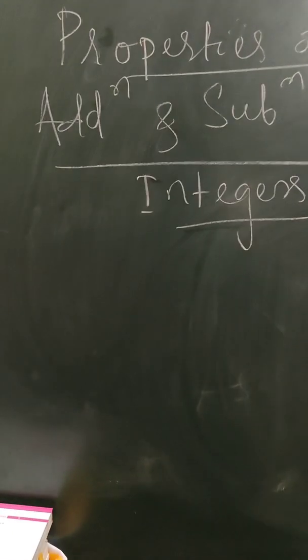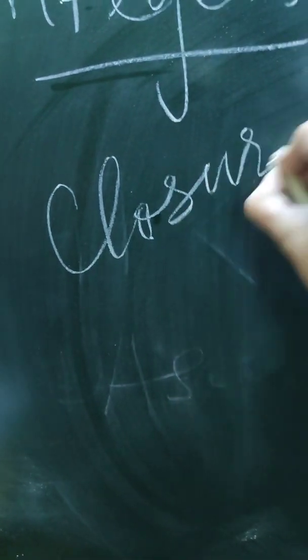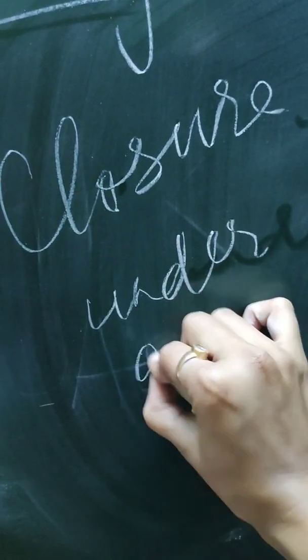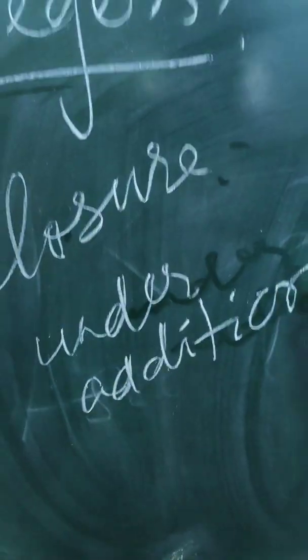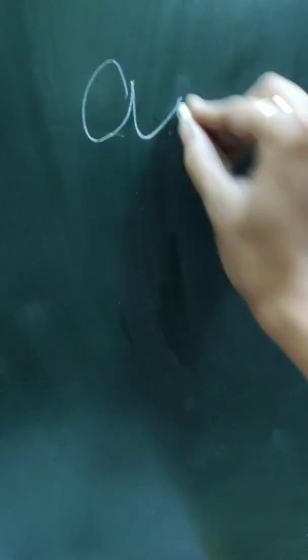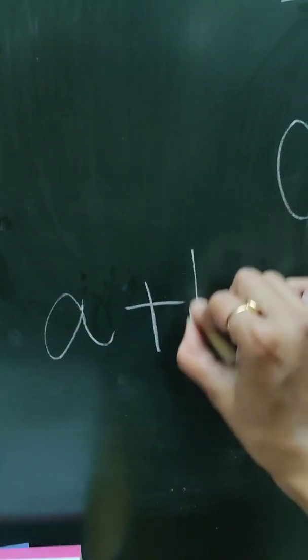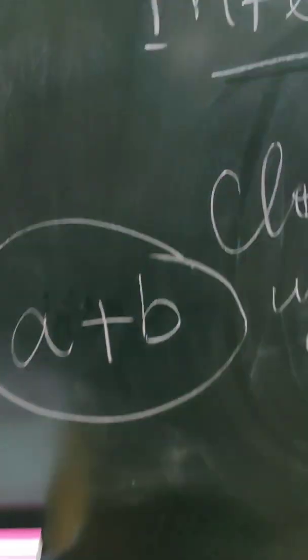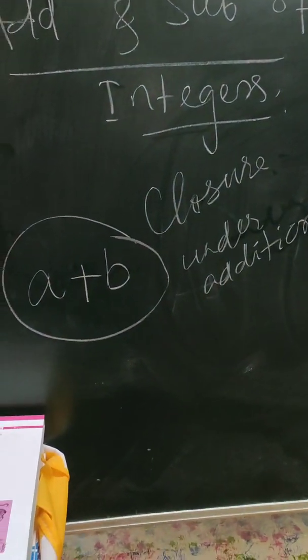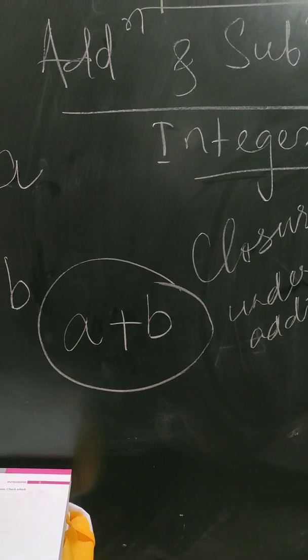According to this, the first property that we will be studying is closure under addition. As per this property of closure under addition, it says clearly that if we take two integers a and b, the addition of the two integers, which we express as a plus b, the sum is also an integer. So that refers to the closure property. That is, if a and b are integers, then a plus b is also an integer.